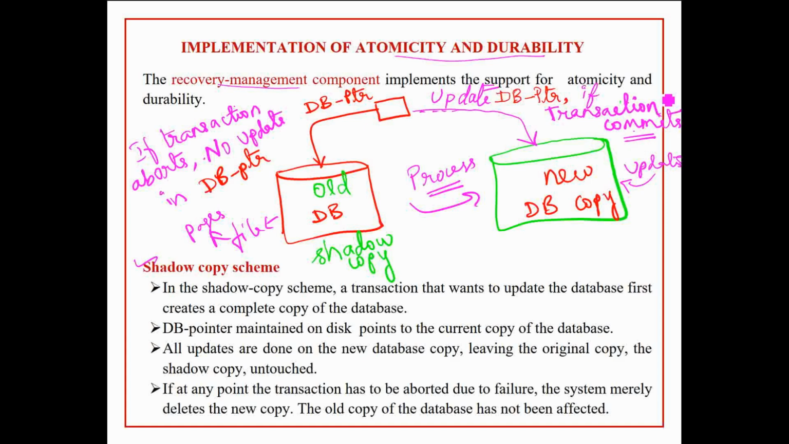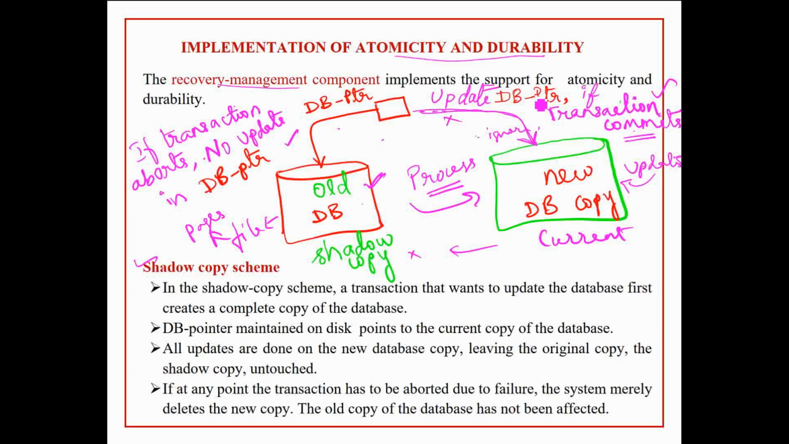If the transaction is executed successfully, then immediately the database pointer will be made to point to the new copy of the database. And now the new copy becomes the current database copy and the old copy will then be deleted. If any failure occurs in the system during the execution of the transaction, then the new copy will be simply ignored and there will not be any update in the database pointer either. And at this time, the old copy has not been affected due to the system failure. It will be kept as it is and all the values remain the same.